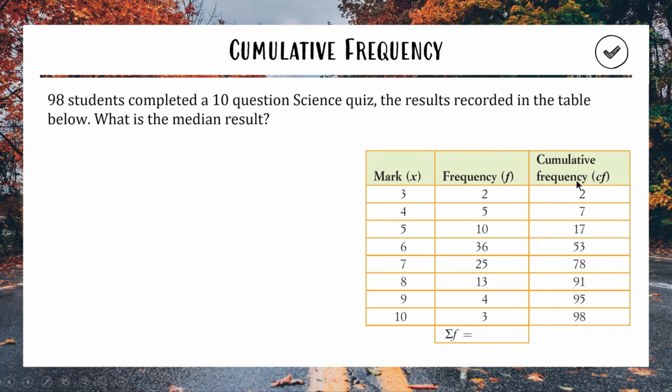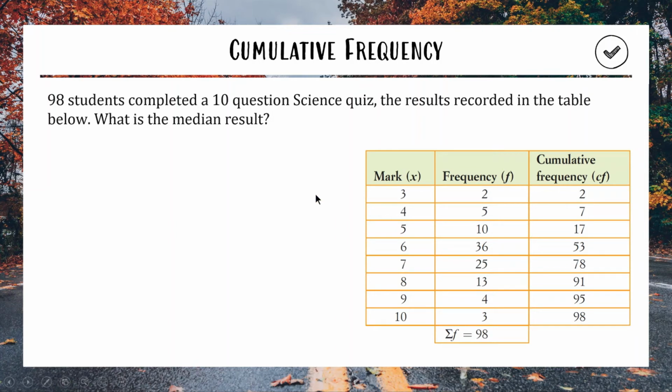So you should expect the end of your cumulative frequency column to be your total number of scores because you've added on all of the scores as you go. Okay, and likewise, if we added up all our frequencies, we get 98. So if these two numbers match, you know you've done it correctly.